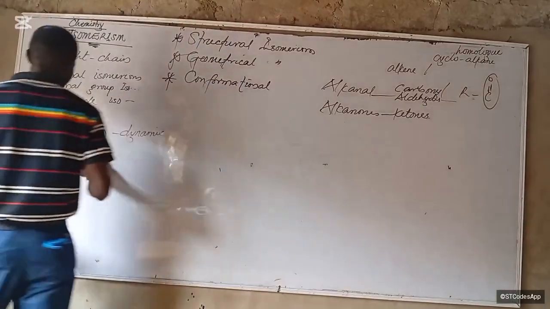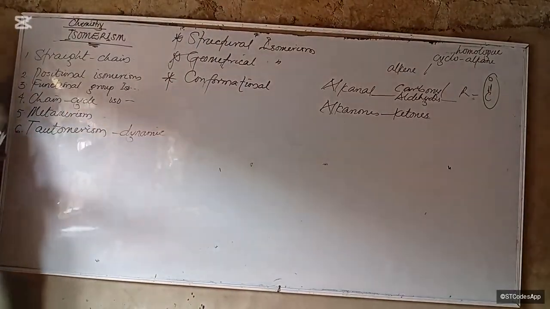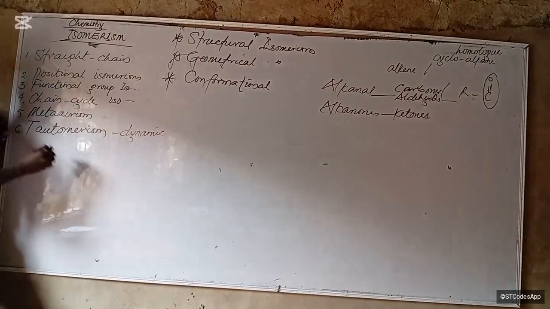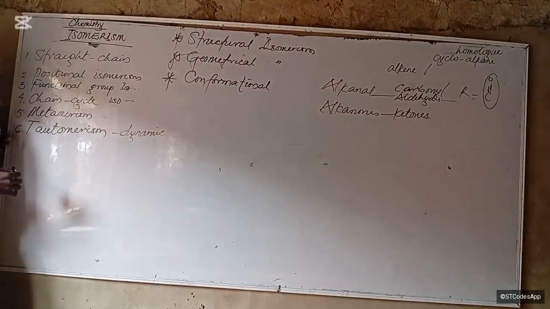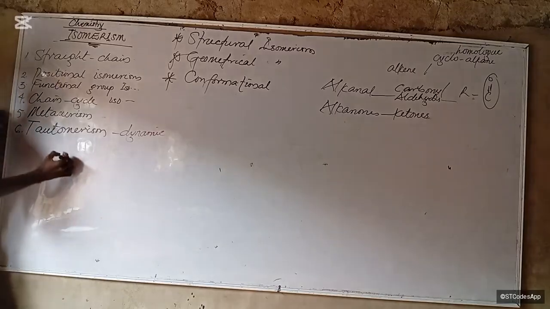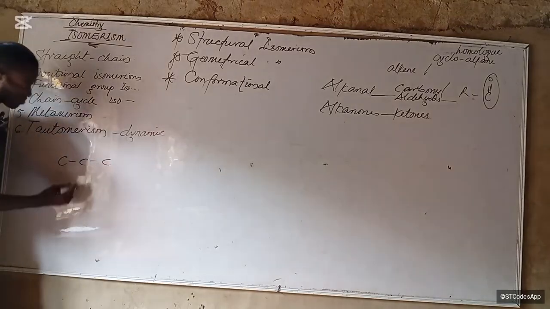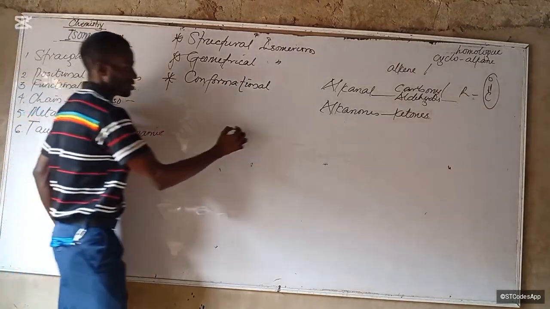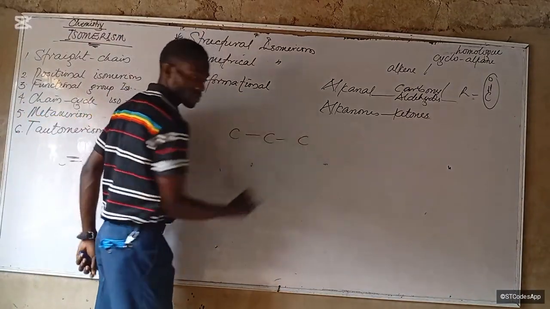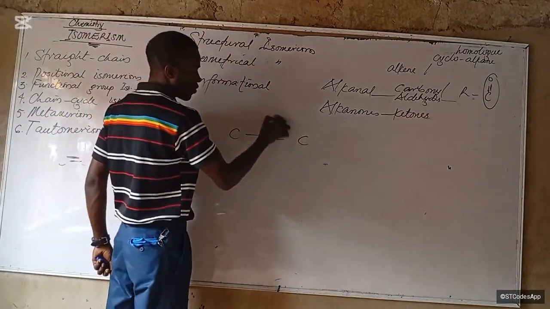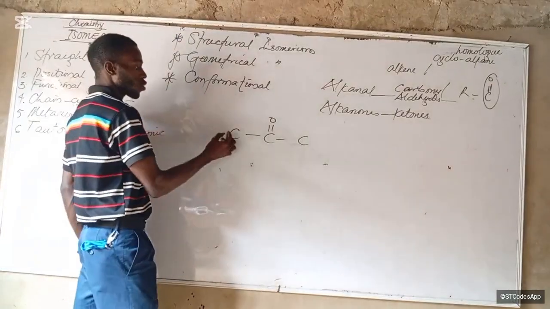When there is dynamic equilibrium between two forms of a particular compound. So for example, let's use propanone, the same propanone. CCC. Now what? This propanone, right? Double bond O. What's this O?